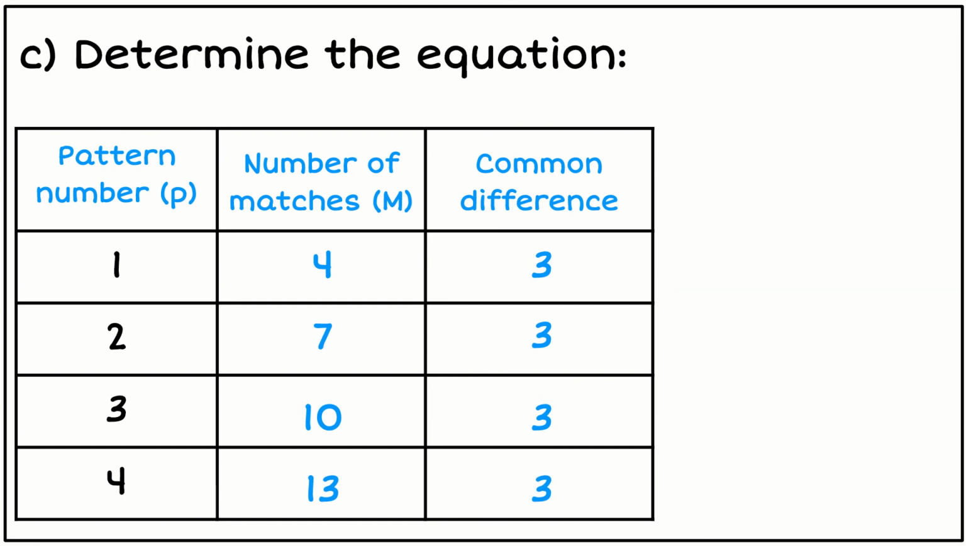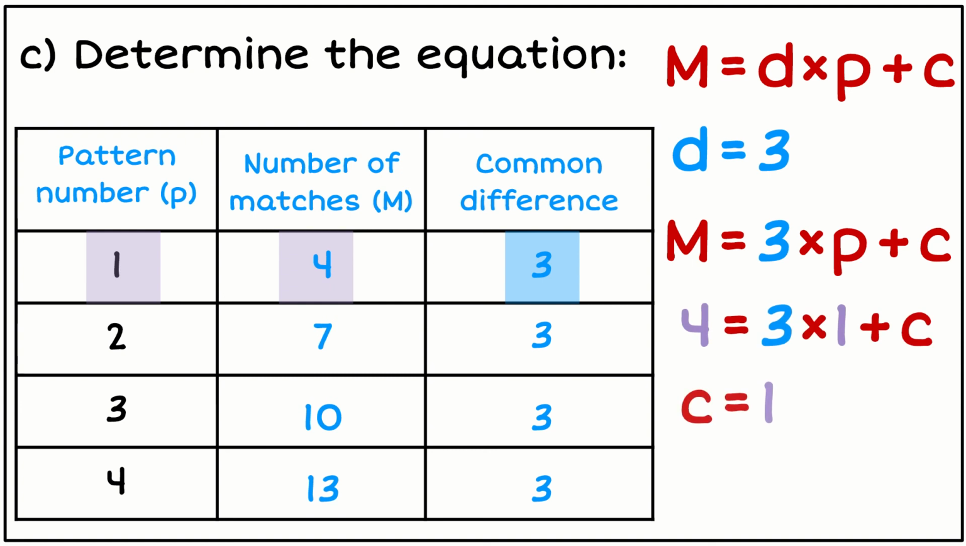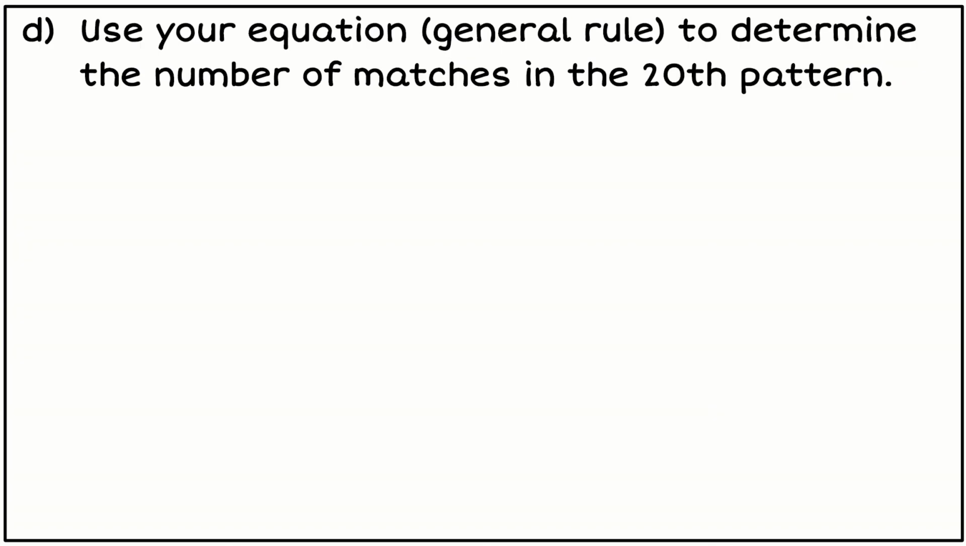So to find our equation, we are going to use our general equation. We've got our difference there of 3, so we substitute that into the equation. Then we want to find the constant. So take the first values there, p equals 1, m equals 4, substitute those in and solve to find the value of the constant c of 1. Put that all together and that gives us our equation, m equals 3p plus 1.